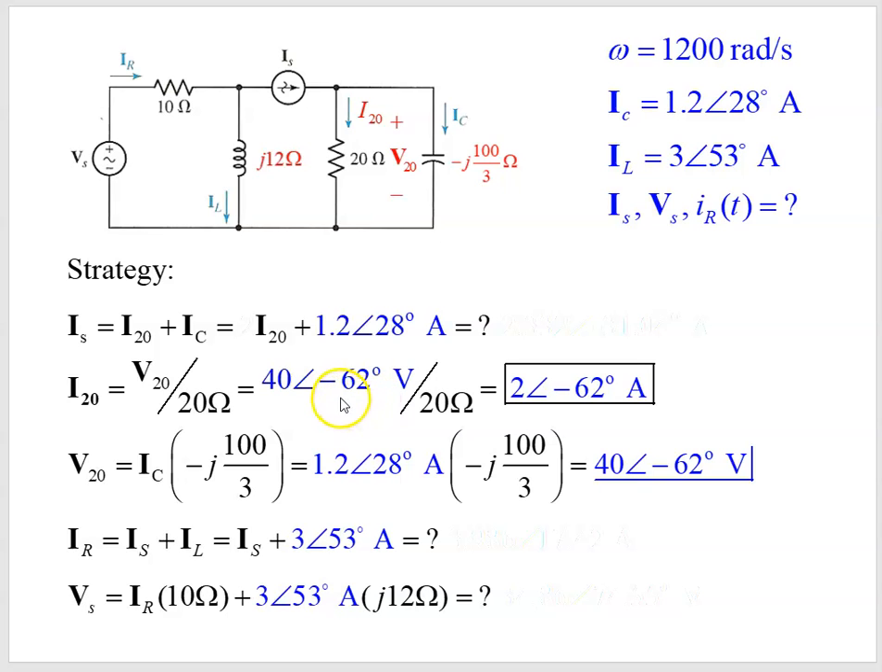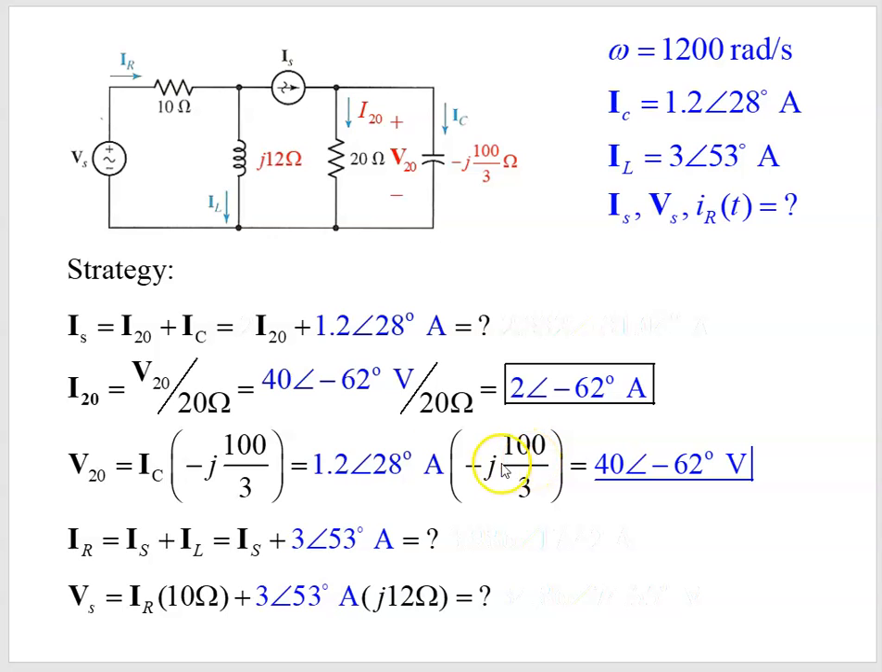Plugging it into our I-20 equation, we get that current through the 20 ohm resistor. Getting that current through the 20 ohm resistor was all easy because we were just dividing. And here we multiplied this. This is 100 over 3, and that negative j is just negative 90 degrees. So we could do the calculation quite easily, writing it out in our head.